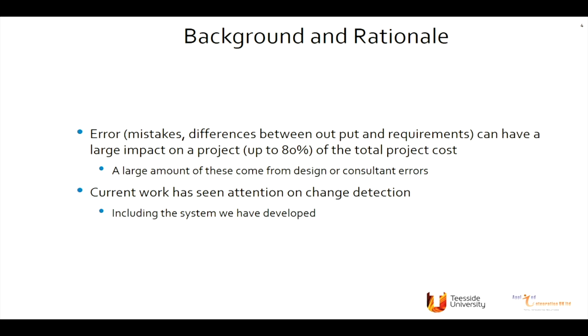So the main rationale for this is there are a lot of errors in construction projects. There's estimates that up to 80% of the cost of a project can be in changes, and a lot of these, it's believed, occur in the design change or with consultants. There's been a lot of work done on change detection, including the system that we were working on as part of this project. That leads into the research that we've been doing.